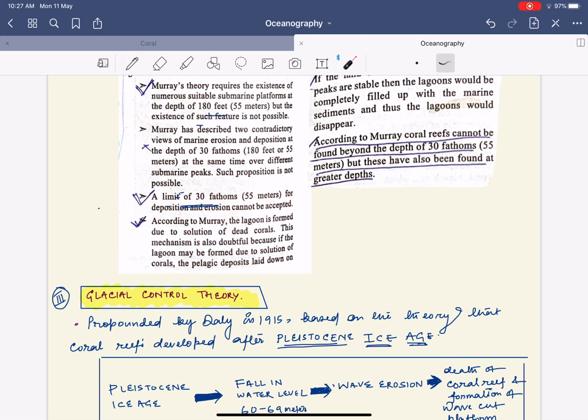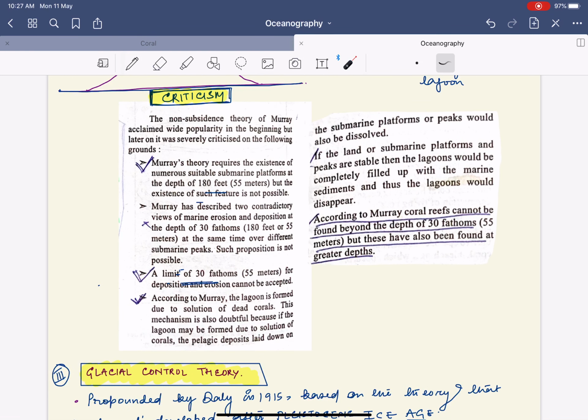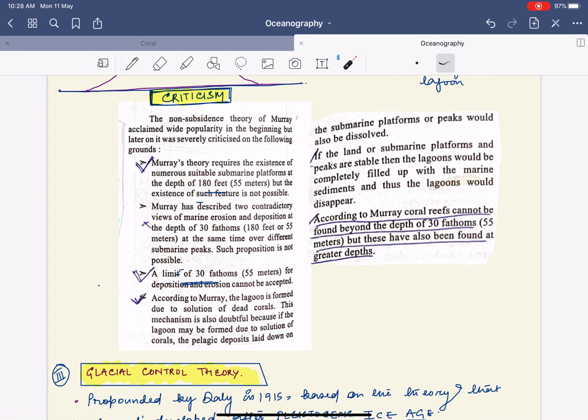Number one. Number two, according to Murray, lagoons are formed due to the solution of the dead coral. This mechanism is also doubtful because lagoons may be formed due to the solution of the corals. The pelagic deposit laid down on the submarine platform or the peak would also be dissolved. It says that you cannot just say that lagoons are formed because of the dissolution of the dead coral, but dissolution can also happen because of pelagic deposits. What are pelagic deposits? We'll talk about it in the next class.